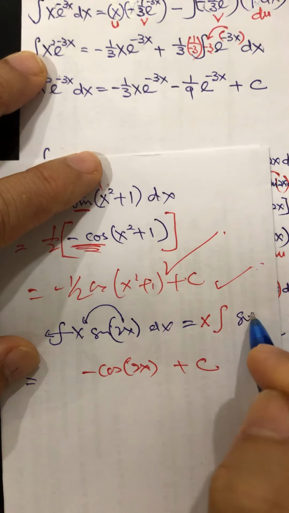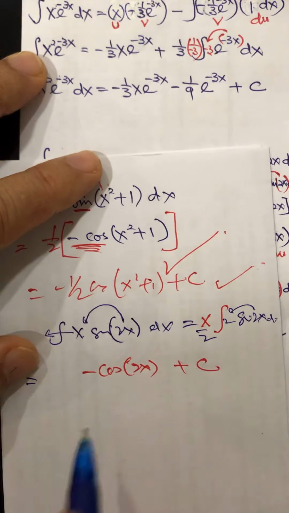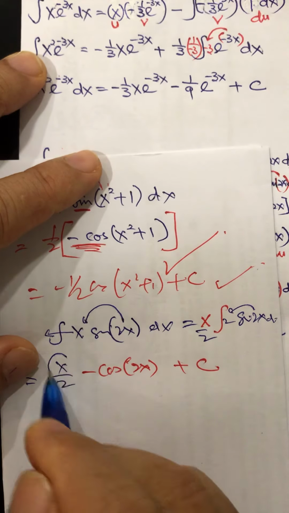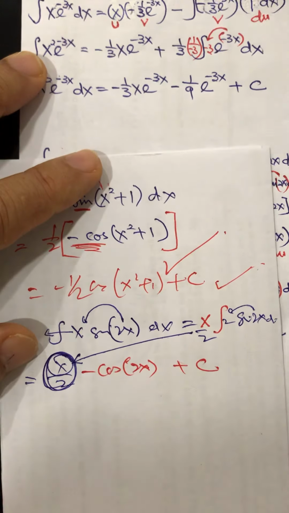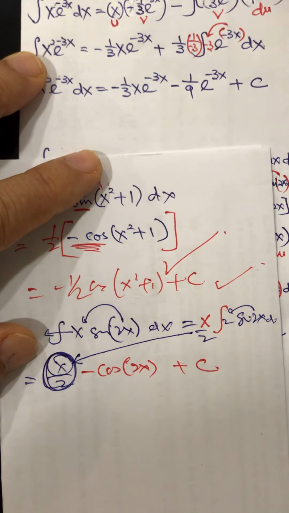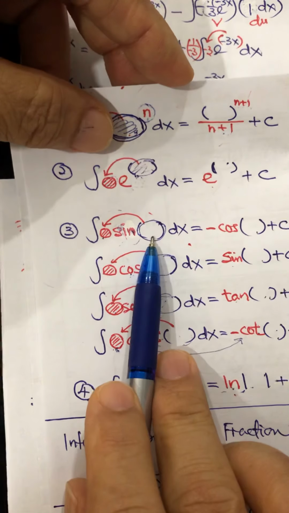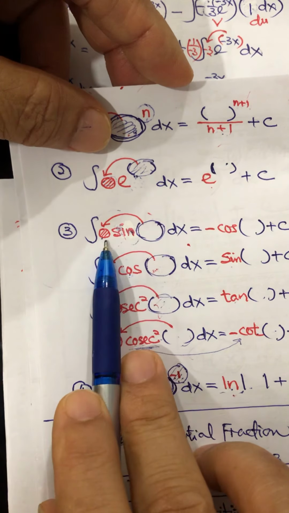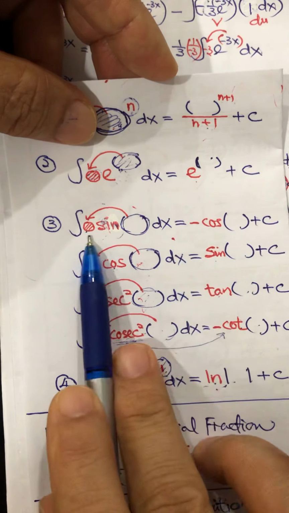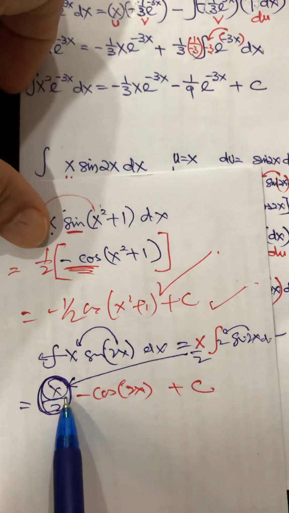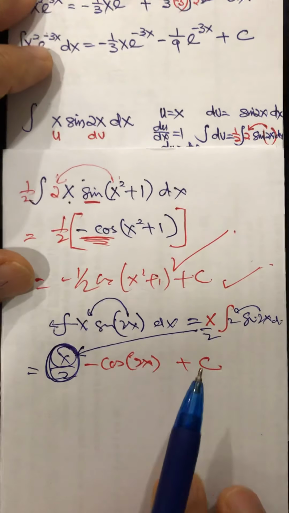So it's sine 2x dx. So here you must have a 2 divided by 2. So you have x over 2, but this x is wrong because this is already outside. So this is wrong. That means this method already failed because we can only add a constant. That means even though sine can become negative cos, it's wrong because of the x here. So what we have to do now, we use integration by parts.